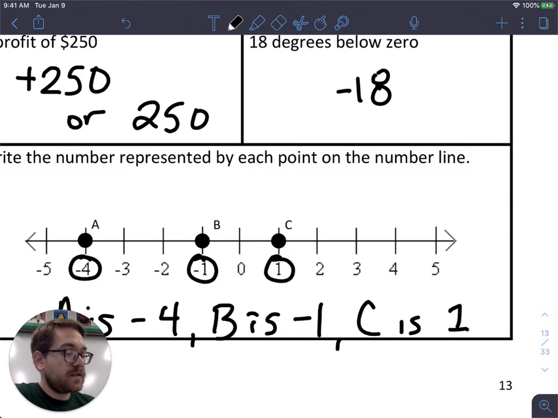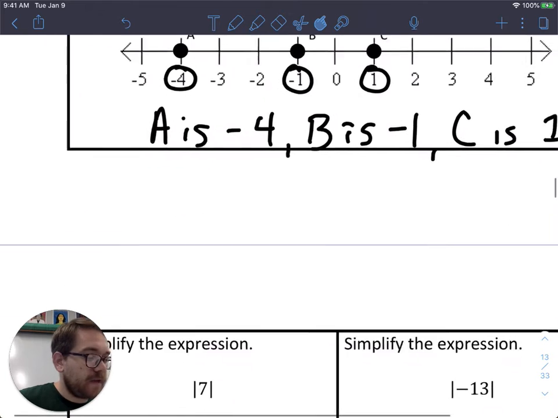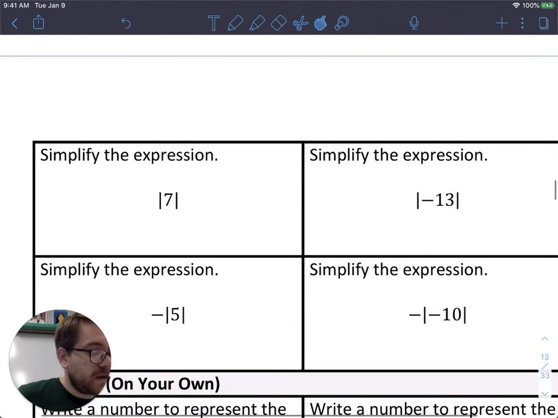It's also important, if you think about it, if you're at 0 here and you go in the positive direction, you're going this way. If you're in the negative direction, you're going that way. So once we start to add and subtract numbers and work with negatives, it'll be important to keep that number line in your head. Which direction am I moving? How much am I increasing? How much am I decreasing? Let's look at some absolute value problems on the next page.